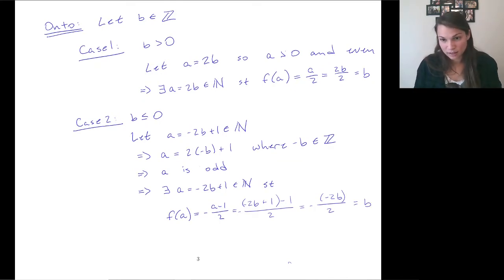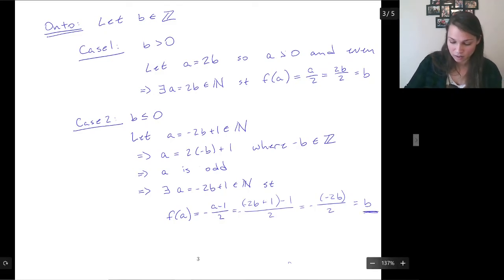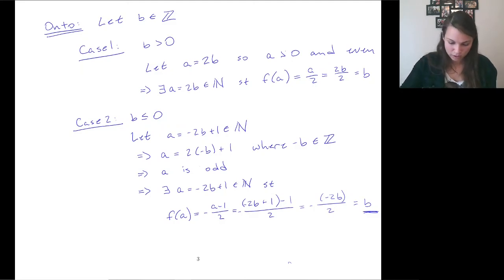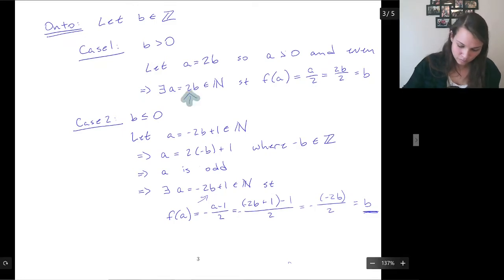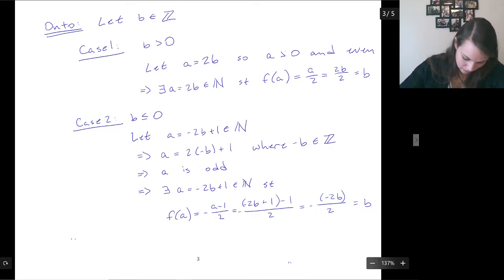So there exists an a. It is a natural number such that f of a is going to be equal to b, which means that b got mapped to from the domain. And we did that game in both cases. So no matter if b is positive, if b is 0, if b is negative, we're good. We're going to map to it. We found the right candidates. Okay. So that means we now get to say that f is onto.